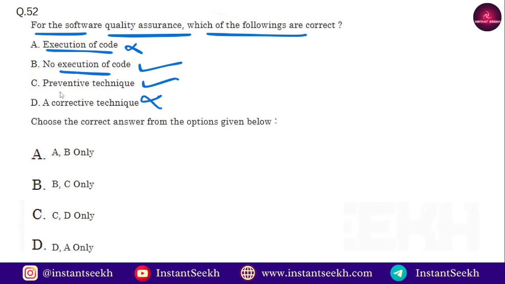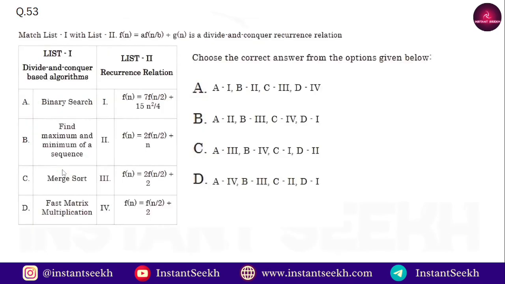Next, preventive technique focuses on preventing defects in the software development process, so this also comes under software quality assurance. Last, a corrective technique refers to addressing defects after they have been identified, which is more aligned with quality control, not quality assurance. So statements B and C are the only true ones. Option B is the correct answer for this question. Let's move on to the next.